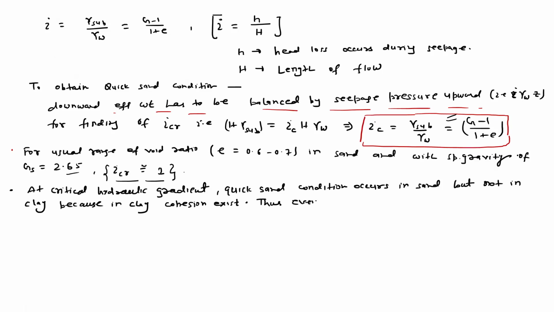Thus even if effective stress becomes zero, that is tau in this case is equal to cohesion plus sigma tan phi. Even if sigma prime becomes 0, this is not equal to 0.